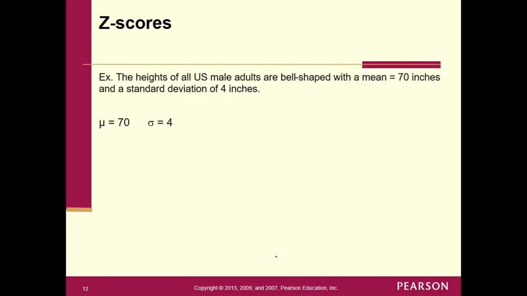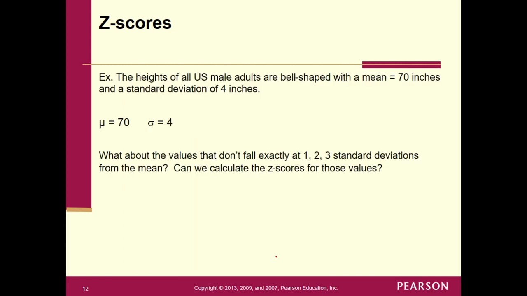All right, so let's go back to our problem. What about the values that don't fall exactly at 1, 2, or 3 standard deviations from the mean? Can we calculate the z-scores for those values? And the answer is, well, absolutely. No problem. And we're going to use a simple formula.